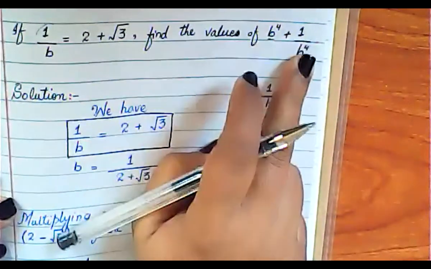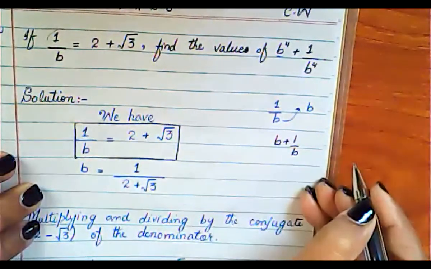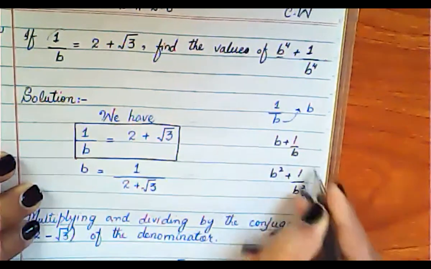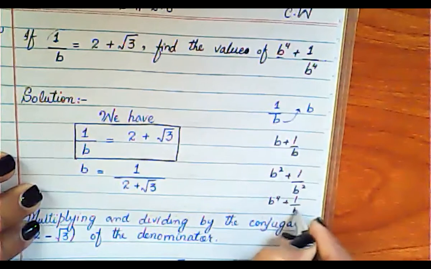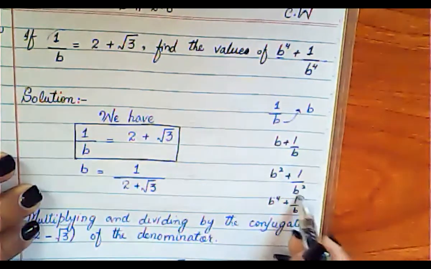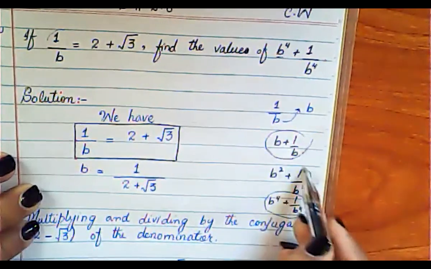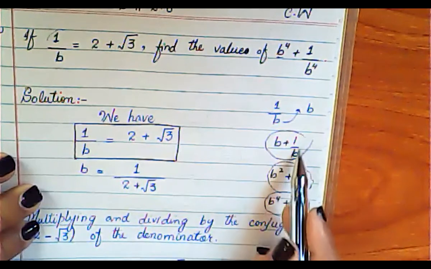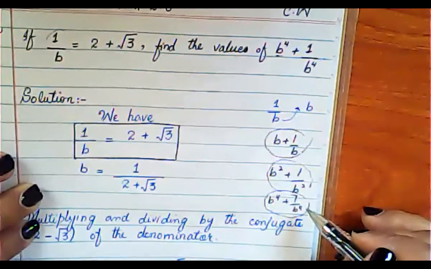For b4 plus 1 upon b4, you should know the value of b plus 1 upon b. Then we will find out the value of b square plus 1 upon b square. And when you take the whole square of it, you will find out the value of b4 plus 1 upon b4. So to get this, you have to first find b plus 1 upon b, then b square plus 1 upon b square, then b4 plus 1 upon b4. So first we are going to find b plus 1 upon b. Is this thing clear to you? Please tell me.